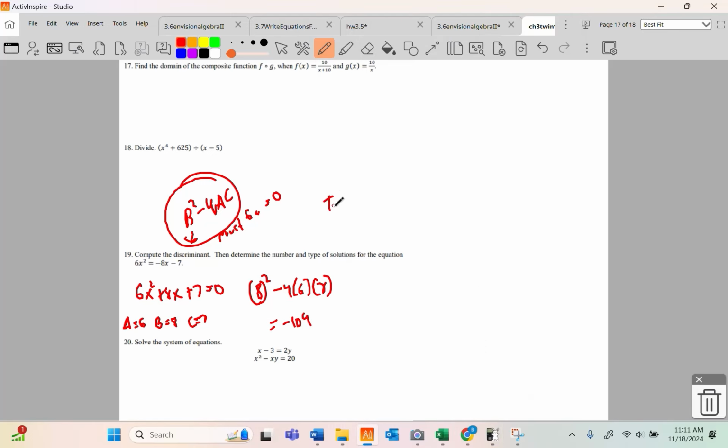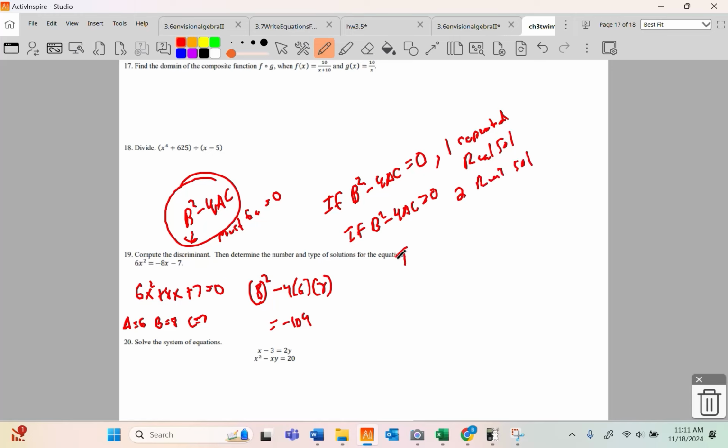Okay, so the rule is about the discriminant. If b squared minus 4ac is equal to 0, we have one repeated real solution. If b squared minus 4ac is bigger than 0, we have two real solutions, and they are different. And if b squared minus 4ac is less than 0, we have two non-real solutions. So, based on this number, two non-real solutions.